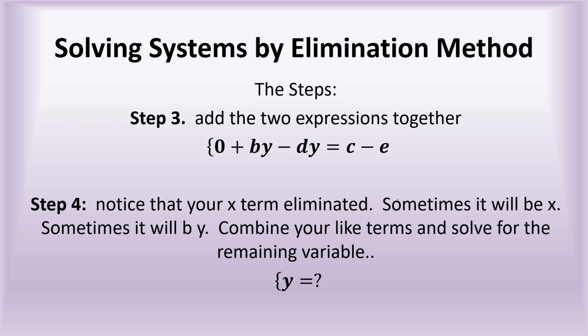Step 4, notice that your x term is eliminated. Sometimes it will be the x, sometimes it will be the y. It depends on which one is easier to eliminate. Combine your like terms and solve for the remaining variables. So y would equal a particular value in this scenario.